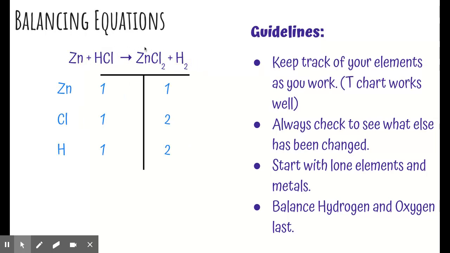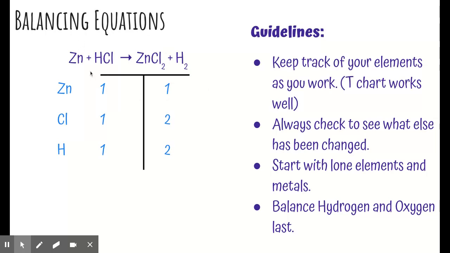Always start with your lone elements and metals and then do hydrogen and oxygen last. Most of the time, if you start with your metals or elements that are by themselves, you'll end up balancing hydrogen and oxygen inherently. So leave those until last. Oftentimes hydrogen and oxygen show up in multiple places, which makes it a little more complicated. So don't start there. Start with the metals, and the rest will probably work itself out.